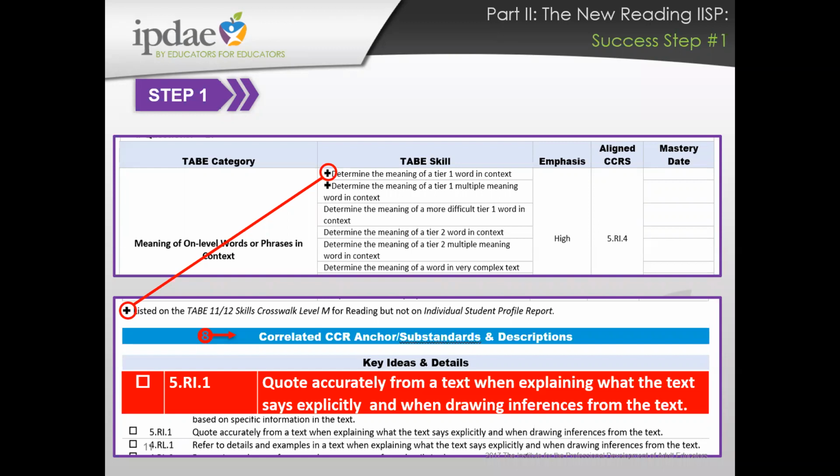So either way, just to eliminate the mere possibility of excluding content that is possibly tested, we decided to add that particular skill to the document. But we wanted you to know why it had a plus or an NA on it. And again, NA, similar situation. If you see NA on the IISP, it means that this particular skill is found on the individual profile report, but it's not listed on the TABE 11-12 blueprint. Okay, we just wanted to make sure not to miss anything.